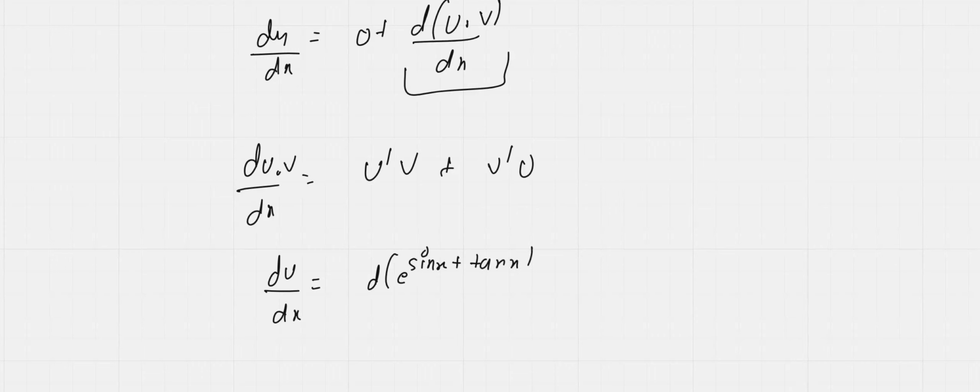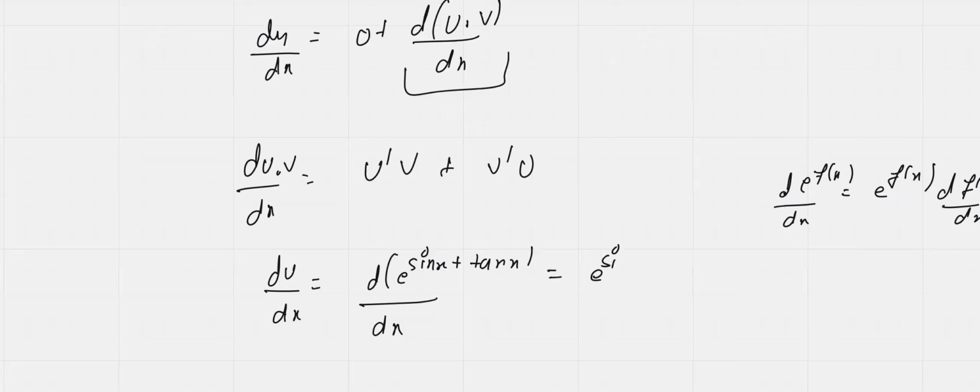I just told you the formula. What is the formula for differentiation of e to the power f of x? It comes out as e to the power f of x times d of f(x) by dx. So I'll write the same thing: e to the power sin x plus tan x. The differentiation of this term you have already done: sec square x, and sin x I already did, so you can keep it as cos x. This is the differentiation of the u part.